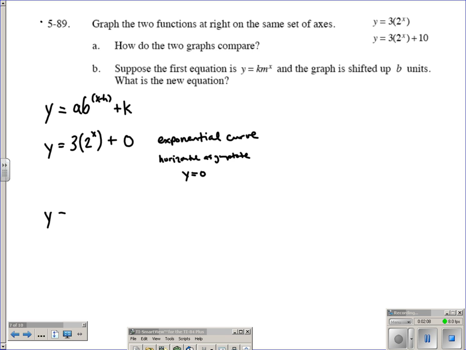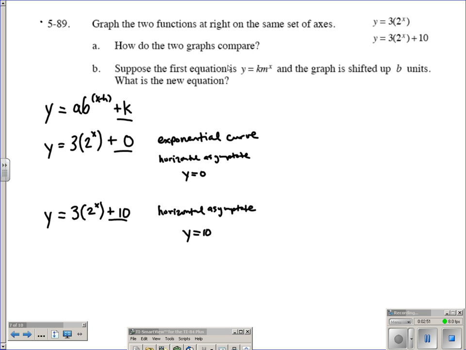Now, if we do the second one here, we've got y equals 3 times 2 to the power of x plus 10. Well, if we increase this value of k, plus 10, remember that translates our exponential curve up 10 units. So it's still going to be an exponential curve, but our horizontal asymptote is going to go from being at 0 to moving up 10 units, and it should be where y equals 10.